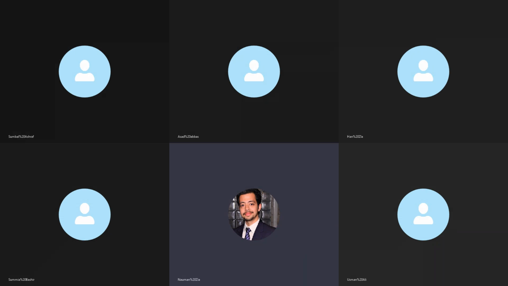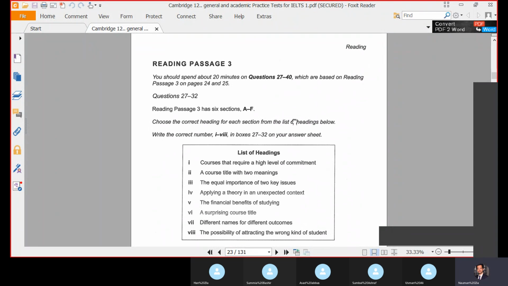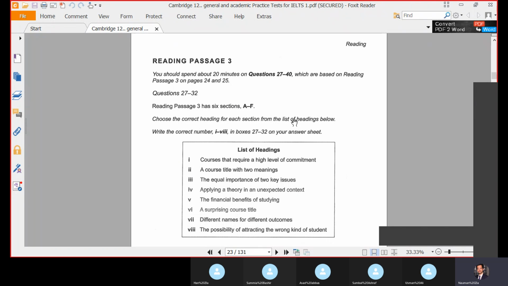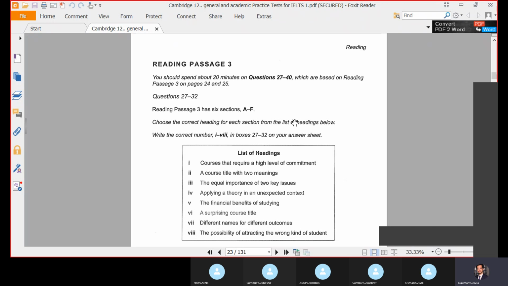All right, then let's start the discussion. This is your book number 12, test 5, passage number 3, and we are going to discuss how to solve match the heading questions, finding from the list of headings, right? Now this is passage number 3. First of all, you should read the instructions. You should spend about 20 minutes on questions 27 to 40, which are based on reading this.